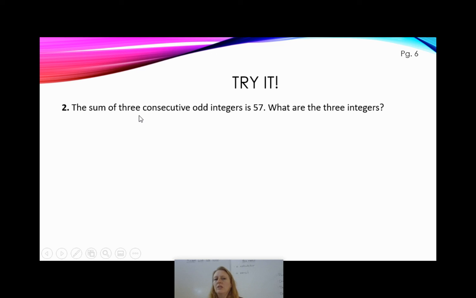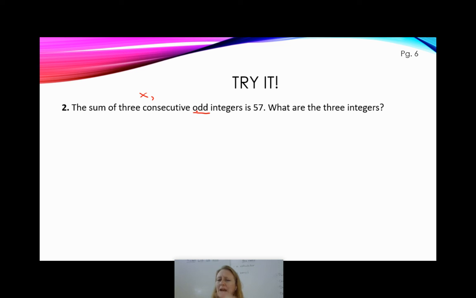Okay, this one was a little different because it said consecutive, but it said that they were odd, right? So my first number would be x, I don't know it. The first number is going to be an odd number, which we'll call x. But if my first number were 3, the next odd number wouldn't be 4. 4 is not an odd number. My next odd number would be 5, right?